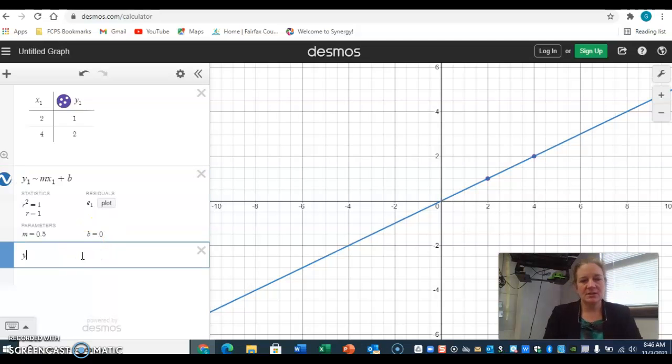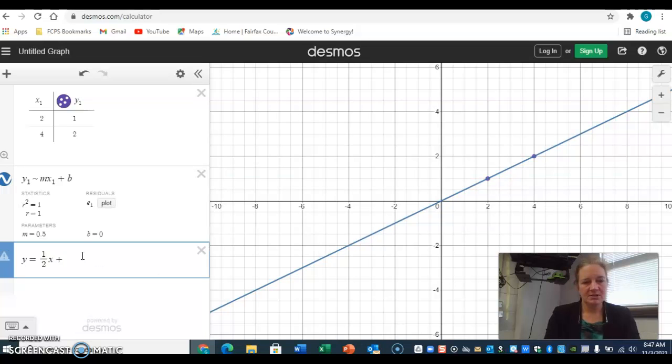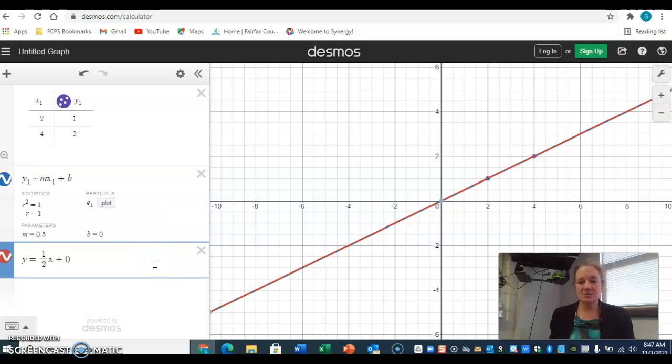So I can even check this out. Look, if I say y equals 1/2 x plus 0, I end up with the exact same line. Look at that. I can go to this line, and they're exactly the same. So I've used Desmos to find my line. So I'm going to put on my notes, y equals 1/2 x plus 0.